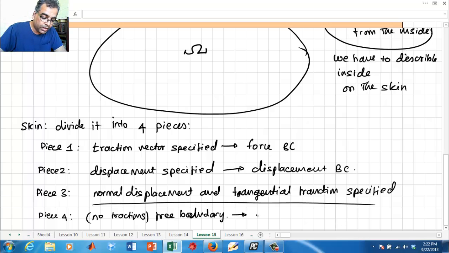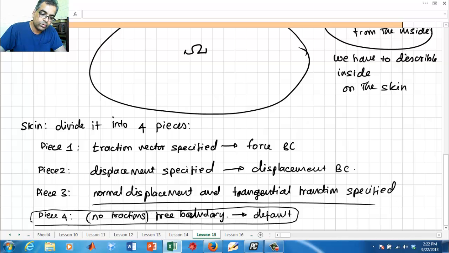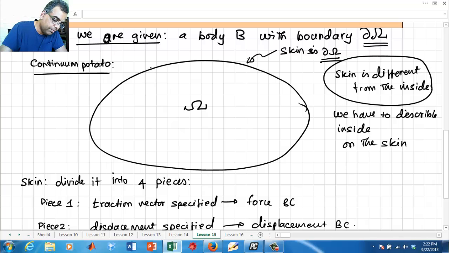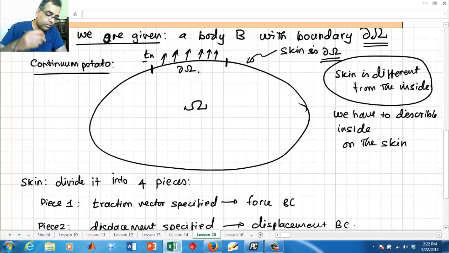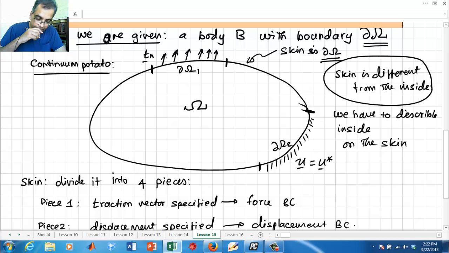In most FEM programs this is the default, and in most real situations most of the boundary will be this kind. So let me show you what these things are. Piece 1, so on this portion let us say tractions are specified, Tn. So this is partial omega 1, that is the first piece. The second piece may be here, and in this case, u equal to u star, this is dou omega 2.